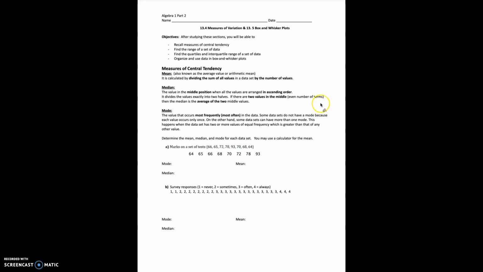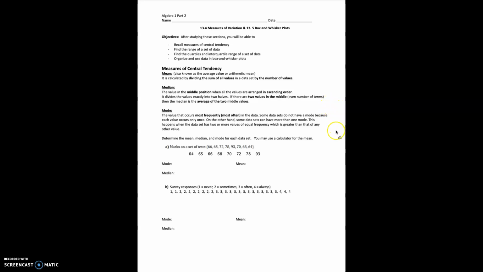And then the mode, most frequently or most often, the MO for mode, that's the number that shows up the most. And you can have more than one mode. You might have no mode. Maybe everything shows up the same amount of times. Don't write 0 if you don't have a mode. Write no mode or none. If you write 0, I'm thinking, hey, 0 shows up a lot.